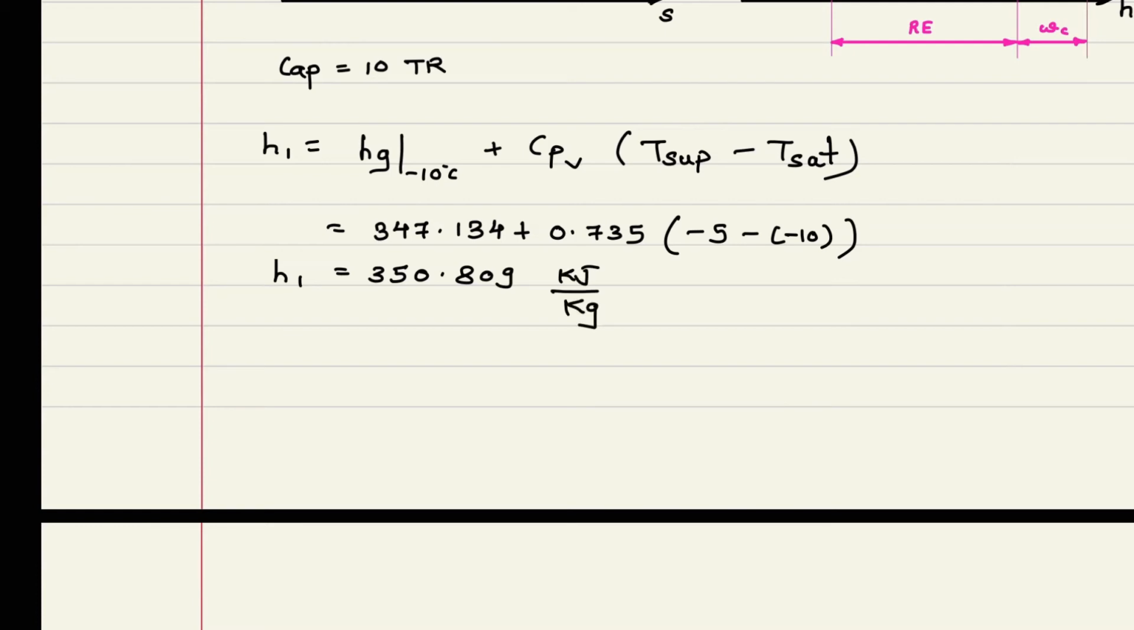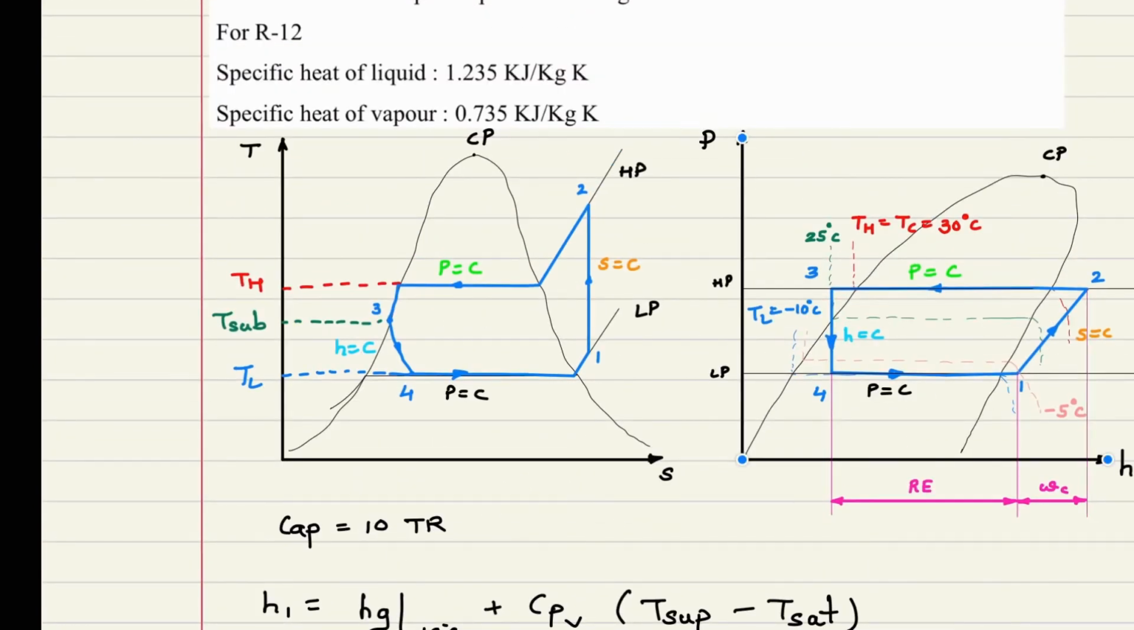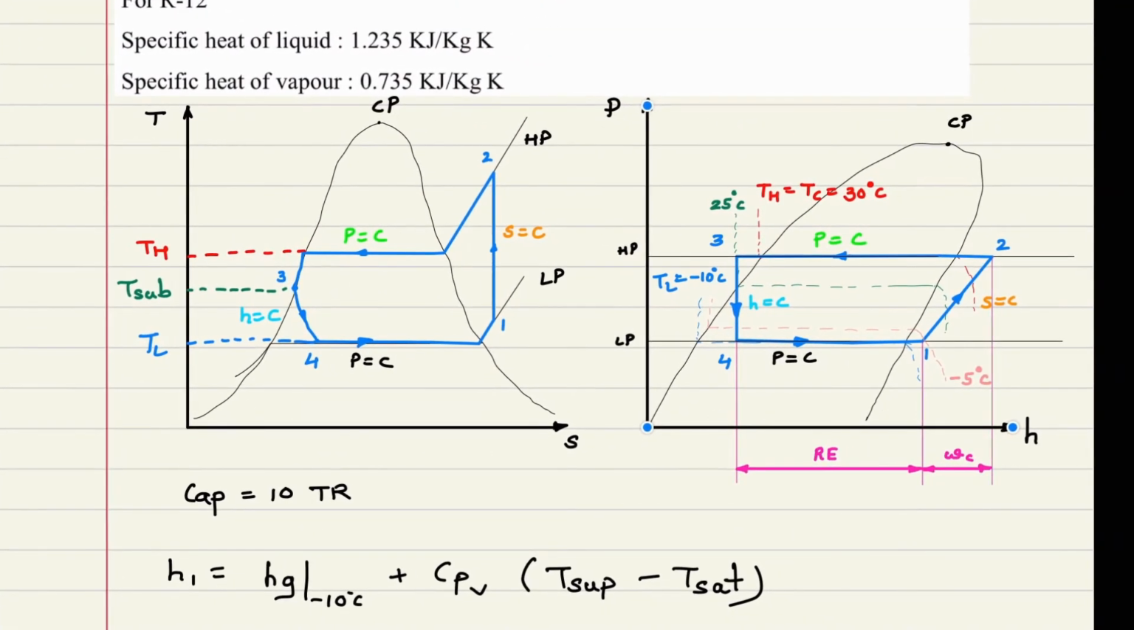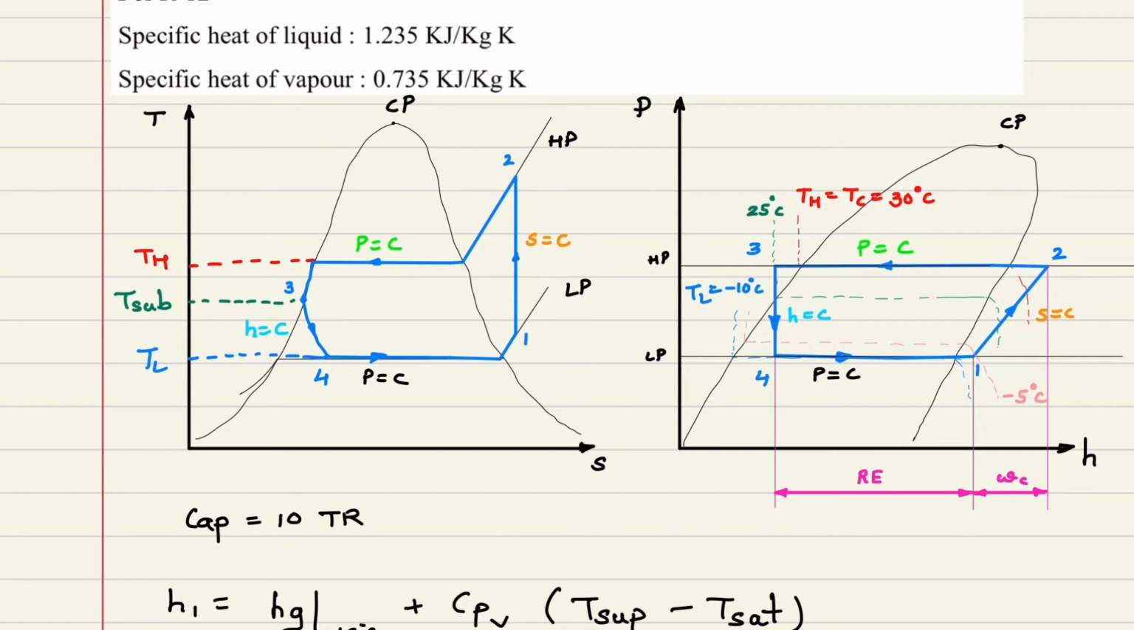Now we have to calculate the enthalpy of point 2. What will be the approach for calculating the enthalpy of point 2? Our approach will be that 1 to 2 is an isentropic process. So S1 is equal to S2, and point 1 and point 2 both are superheated. So S1 we have to write for superheated, S2 also we have to write for superheated, and we will get the T sup temperature of point 2.